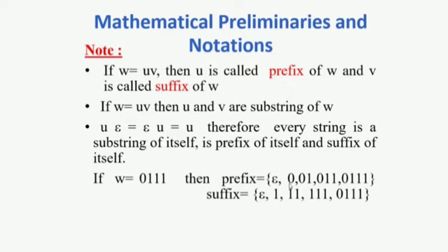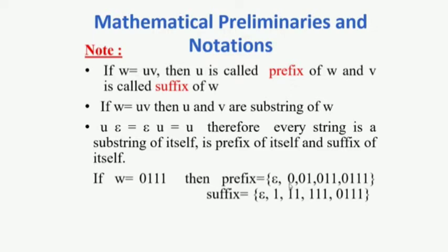When you take up a string, the left-hand portion of the string is considered the prefix, and the right side of the string is called the suffix. So you can divide the string into two portions, left and right. But mathematically, how will you define this? When we take a string w equal to uv, where u stands on the left side and v on the right side, we can say that u is the prefix and v is called a suffix. And u and v are obviously called substrings of it.